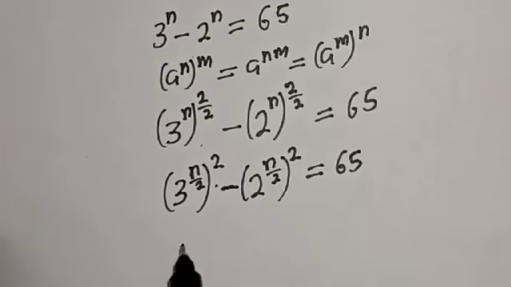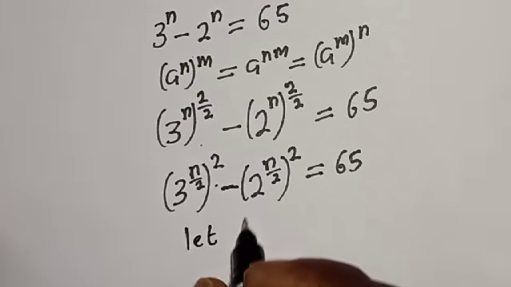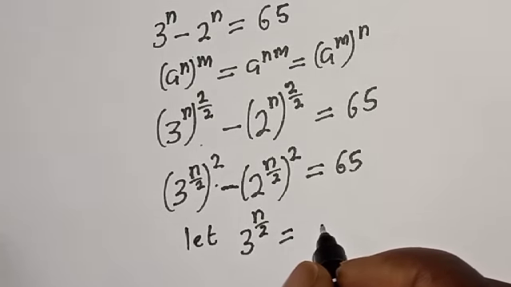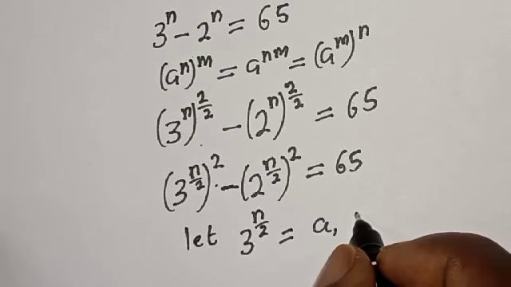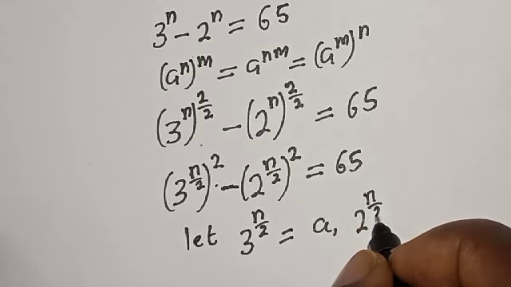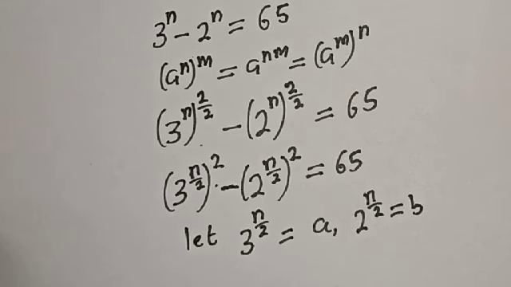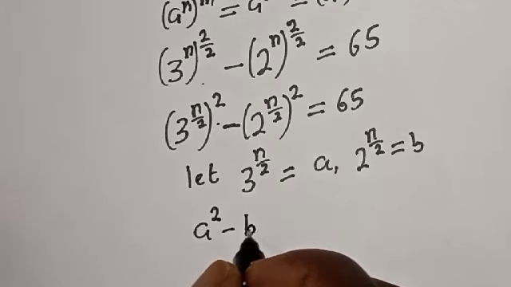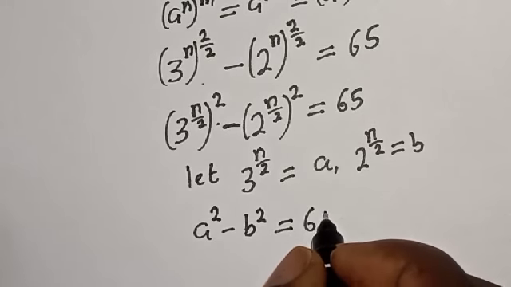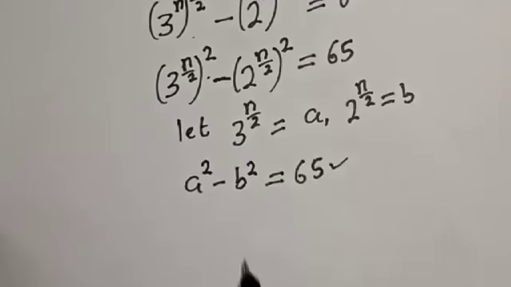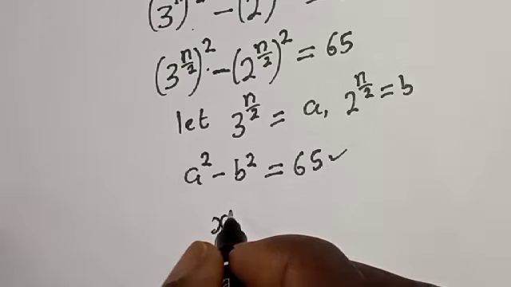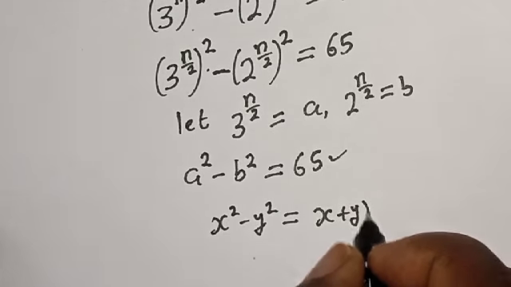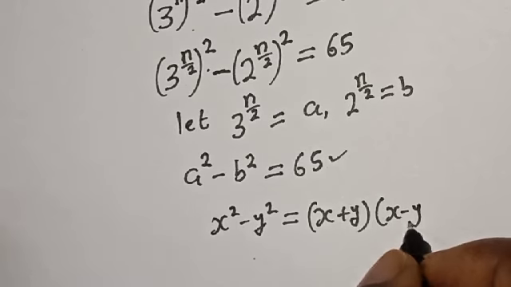Then let 3 raised to power n over 2 is equal to a, and 2 raised to power n over 2 is equal to b. And this is a square minus b square is equal to 65. This is difference of 2 squares. Then take note of this rule, that if you have x square minus y square, this is equal to x plus y multiplied by x minus y.